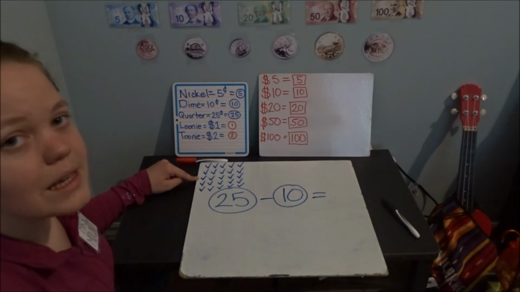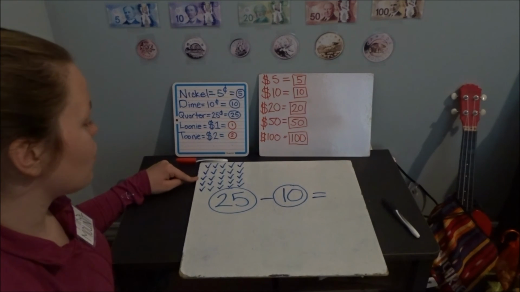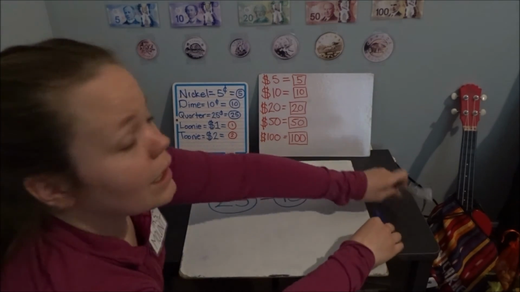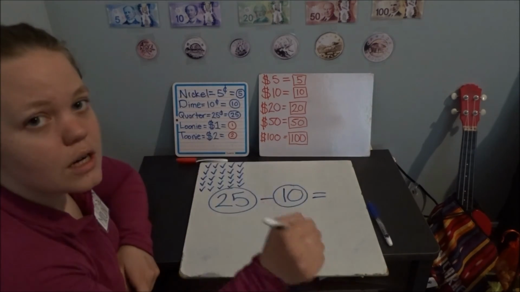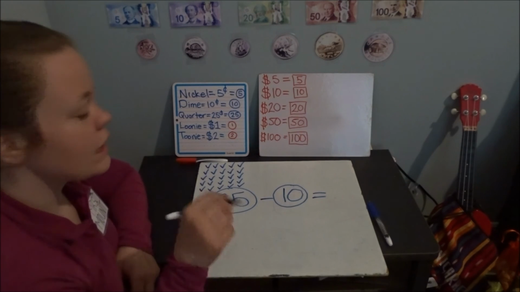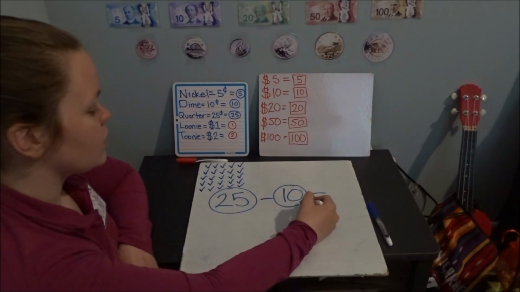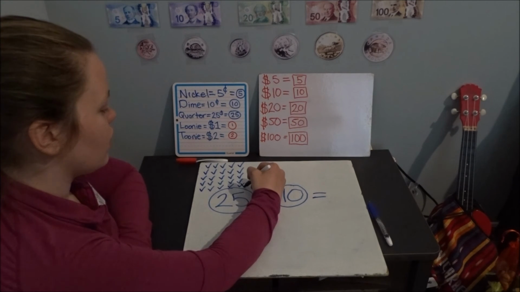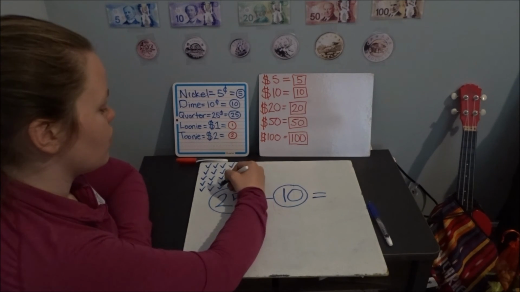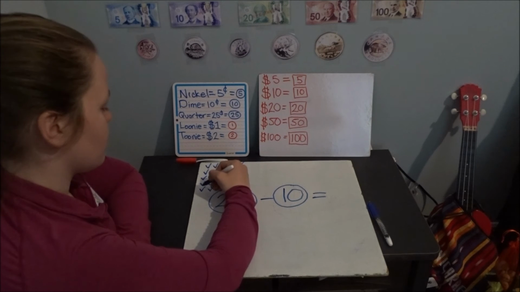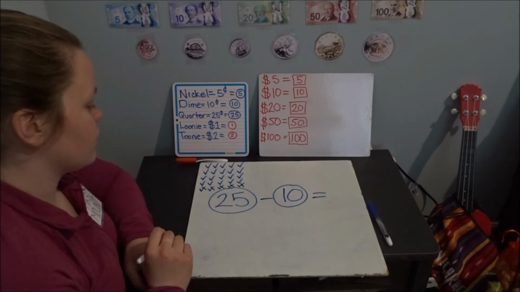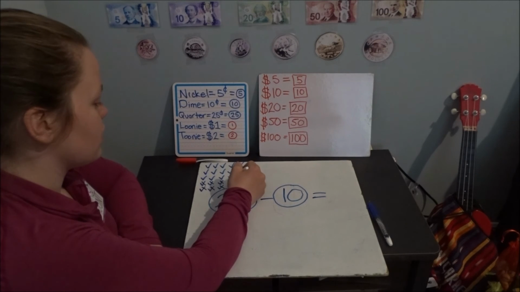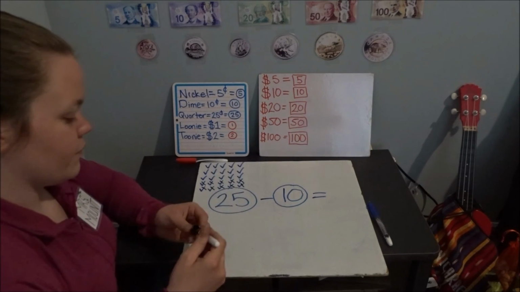And we are going to take away 10 of those. So I am just going to take a different color marker. I'm going to use black, and I'm just going to put a little cross through it so that we don't count those ones. We're taking those ones away. So we're taking away 10. So let's start from here. 1, 2, 3, 4, 5, 6, 7, 8, 9, 10.